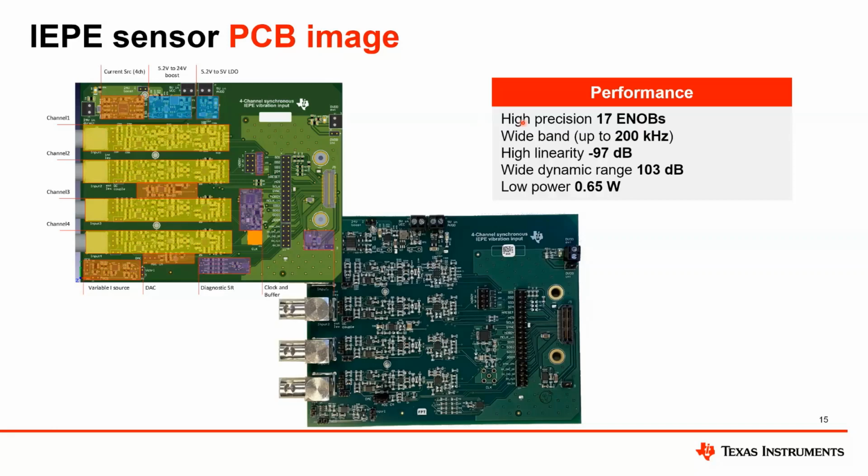In the summary, our measurements show 17 effective number of bits over wideband. We tested that up to 200 kilohertz. We have high linearity of minus 97 dB total harmonic distortion. We have a wide dynamic range of 103 dB, and all that, as I said, the analog power we need is like 0.65 watt on top of the power required for the current sources.